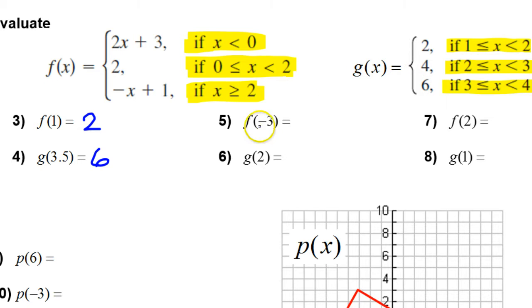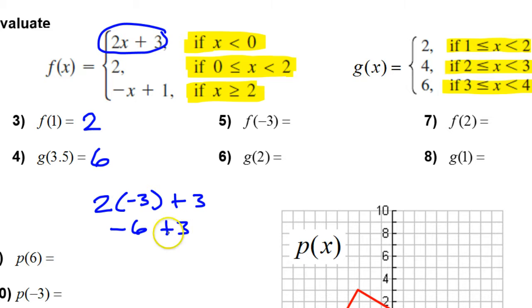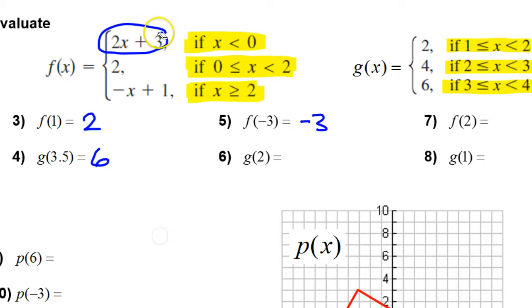Okay, number 5. So this is back to function f again. So negative 3. Is that less than 0? Yes. So that means we're going to be using the top piece. So 2x plus 3 will become 2 times negative 3 plus 3. That's negative 6 plus 3. And that is negative 3, actually. So that's the answer to number 5.